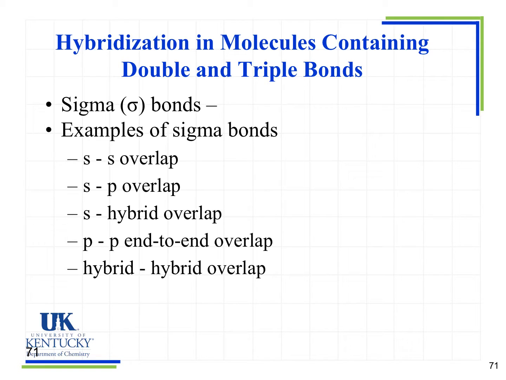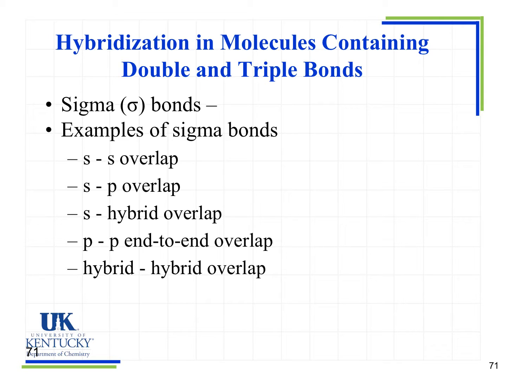So the last thing we look at when we're talking about valence bond theory is looking at what happens in molecules when we have multiple bonds, so double or triple bonds. And so what we typically look at for the overlaps we've been talking about, we call those sigma bonds. So we have s-s overlap, s-p, s-hybrid, p-p end-to-end, and hybrid overlap. So different ways of orbitals overlapping.